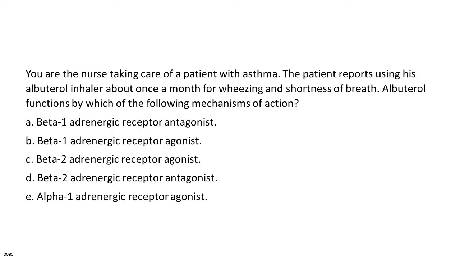You are the nurse taking care of a patient with asthma. The patient reports using his albuterol inhaler about once a month for wheezing and shortness of breath. Albuterol functions by which of the following mechanisms of action? A. Beta-1 adrenergic receptor antagonist. B. Beta-1 adrenergic receptor agonist. C. Beta-2 adrenergic receptor agonist. D. Beta-2 adrenergic receptor antagonist. E. Alpha-1 adrenergic receptor agonist.